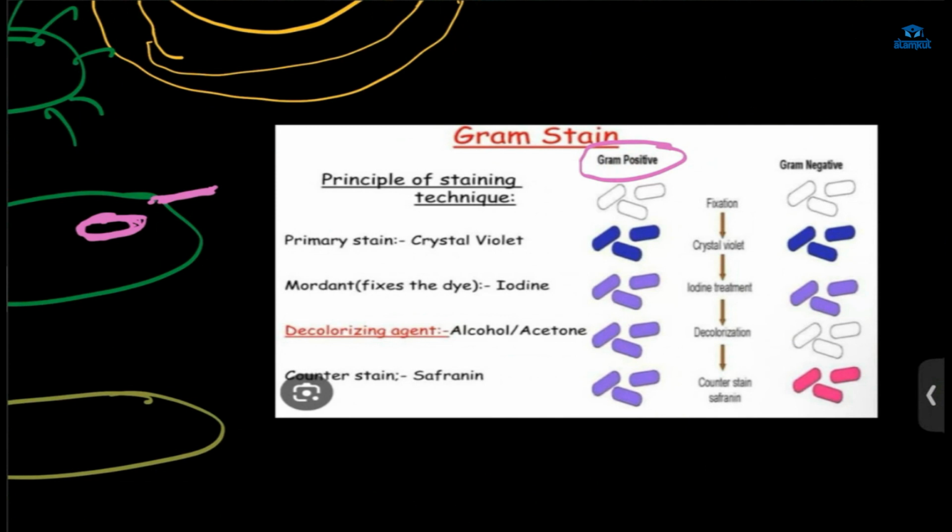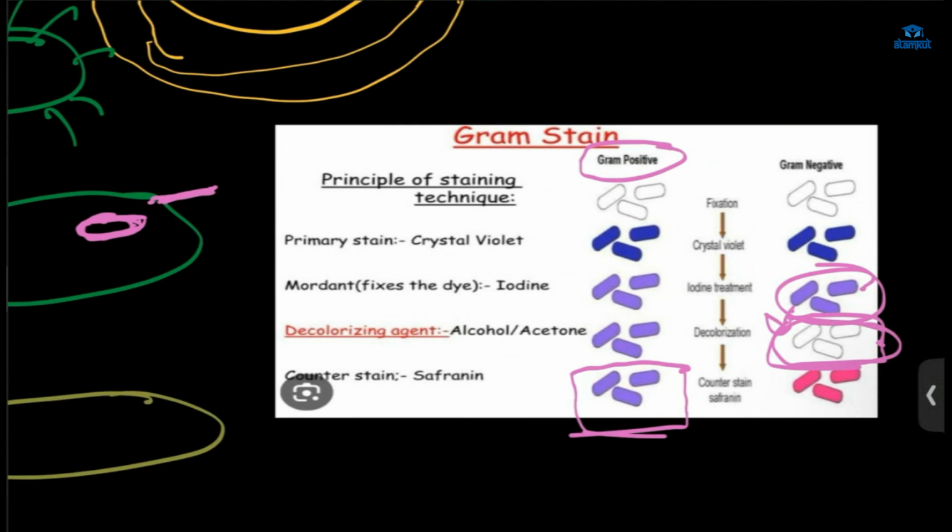Then when we put the slide in alcohol, the gram negative bacteria will lose the coloration. There will be no coloration after alcohol if it is gram negative bacteria. And if there is gram positive bacteria, the color will stay. So the color gets removed by alcohol.